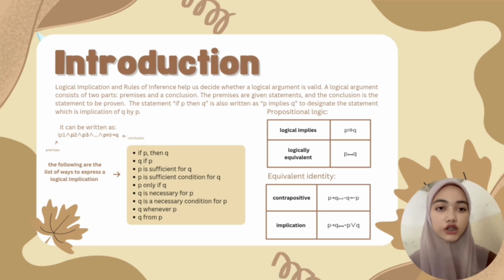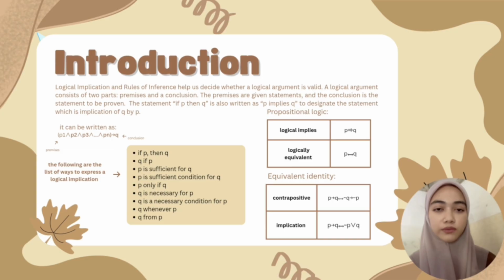To analyze an argument, each statement is written using logical symbols. This makes the argument clear and easier to study. We then examine how the conclusion follows from the premises. An argument is valid if the conclusion is true whenever all the premises are true. Truth tables are used to test all possible cases and check the validity of the argument.